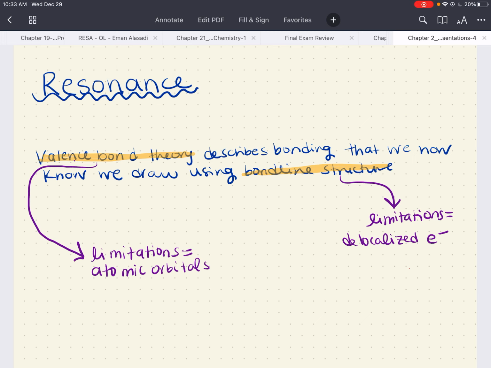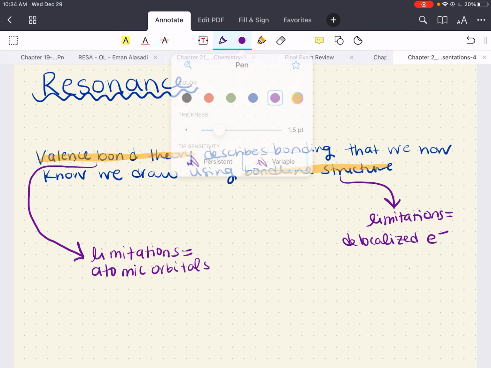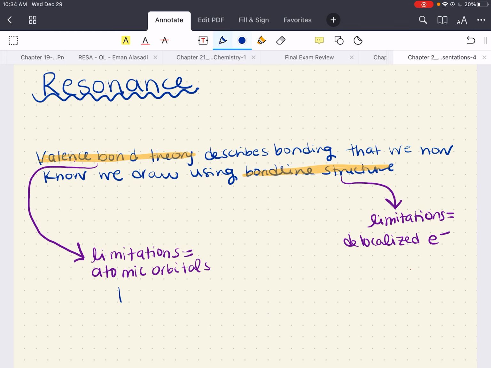Welcome back. Today we're going to go ahead and finish the latter half of chapter 2, and here we're going to talk about resonance. Now, let's recall from chapter 1 when we talked about valence bond theory. We said that valence bond theory describes bonding that we now know we draw using bond line structure. Now, in regards to valence bond theory, in that first chapter, we said that there were limitations of valence bond theory that had to do with atomic orbitals, but we talked about a solution to that limitation, and that was hybridization, hybridized atomic orbitals.